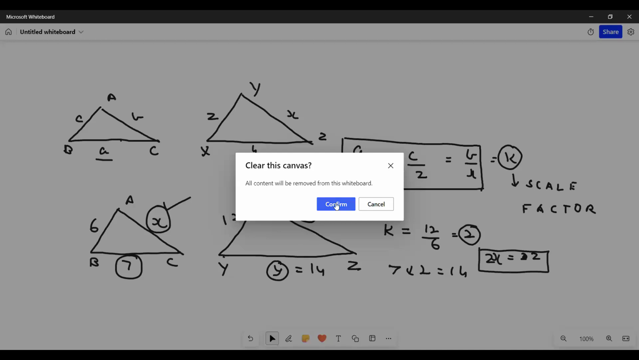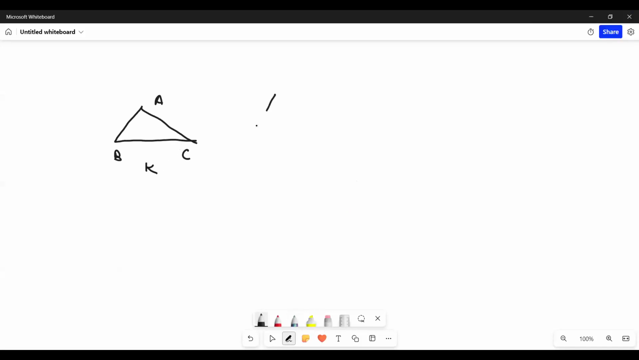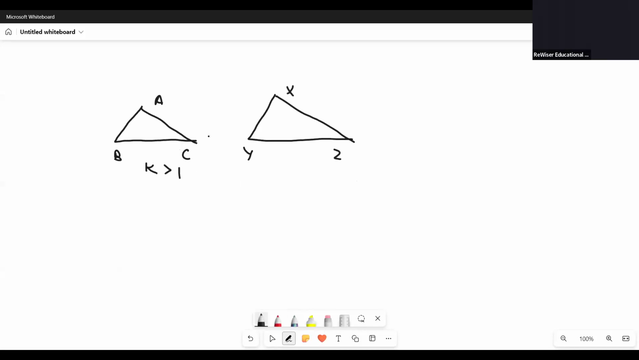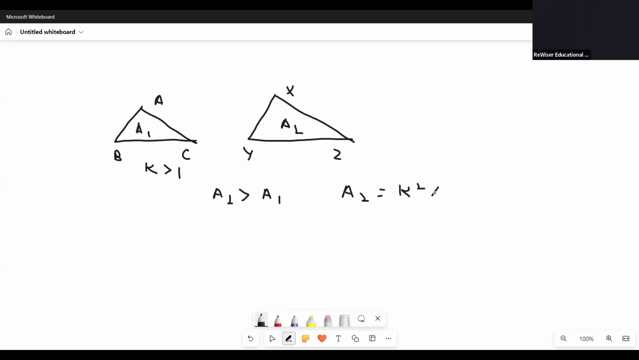So the other very important property for similarity is the area factor, right? Suppose that's the triangle ABC and the scale factor is K, and that's the larger triangle, say XYZ. I'm assuming that K is greater than 1. So if that's the area A1 and that's the area A2, the area of A2 will be greater than A1. In that case, the area of A2 will be K square times the area of A1, right?